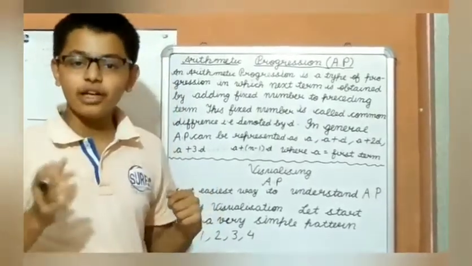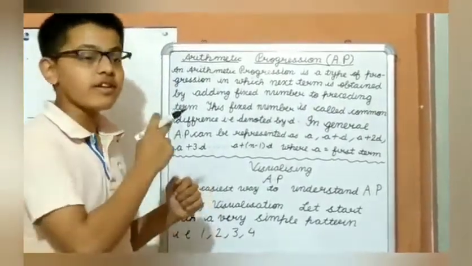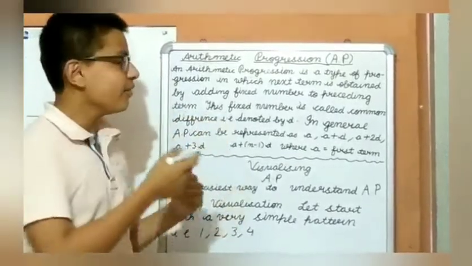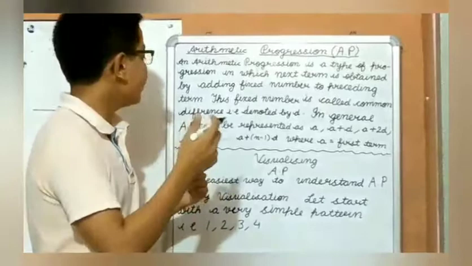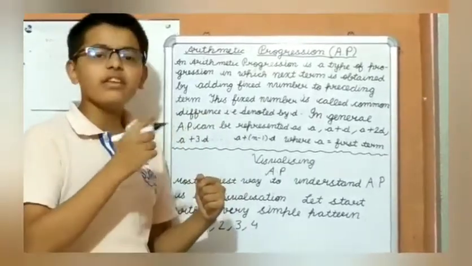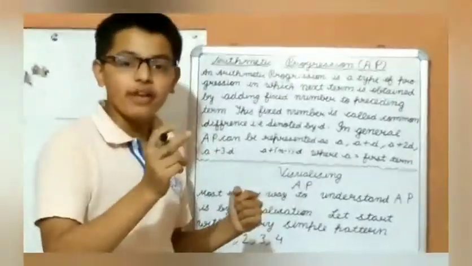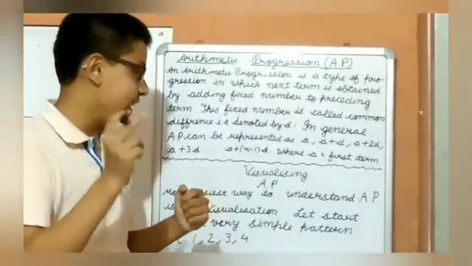All, what is arithmetic progression? Arithmetic progression is a type of progression in which the next term is obtained by adding a number to the preceding term. This fixed number is called the common difference. This is denoted by D.